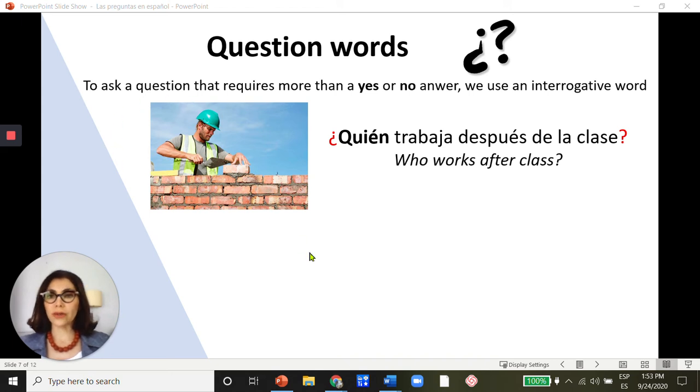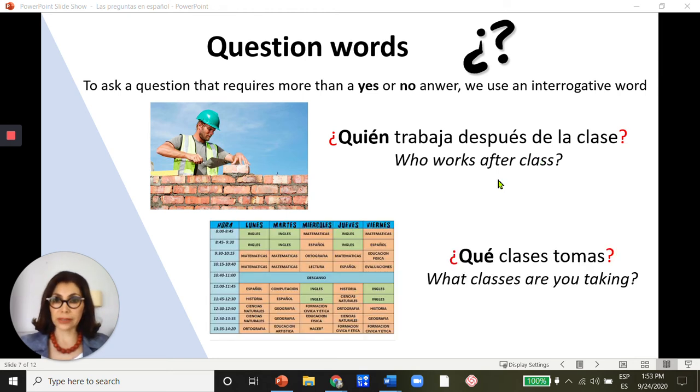To ask a question that requires more than a yes or no answer, we use an interrogative word. In this case, we are going to practice ¿quién? ¿Quién trabaja después de la clase? In this case, you would have to answer, yo trabajo después de la clase, or, ella trabaja después de la clase. Muy bien.